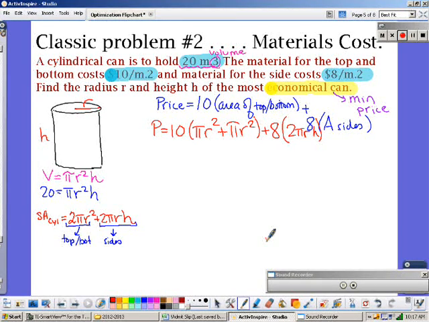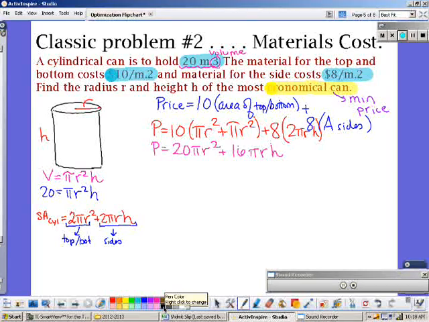I'm going to distribute this out and simplify a little bit, and then we'll deal with this guy. So I've got price equals, I have a pi r squared plus another one. That gives me a total of 2 pi r squared in here. When I take these 2 pi r squared and multiply by 10, it gives me 20 pi r squared plus, and then I have 16 pi r h.